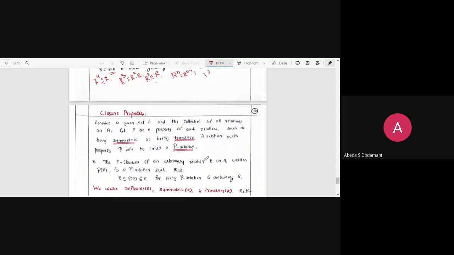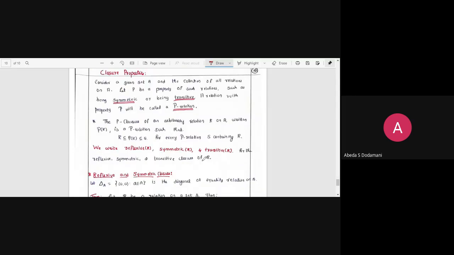Now there are some important properties like closure properties. We say that addition and subtraction are closed under the real line. In the same way, in discrete mathematics also, we have some closure properties. So let's understand what closure properties are all about.